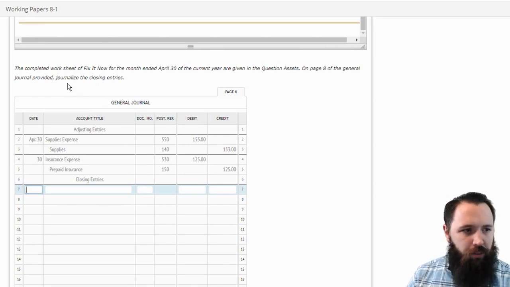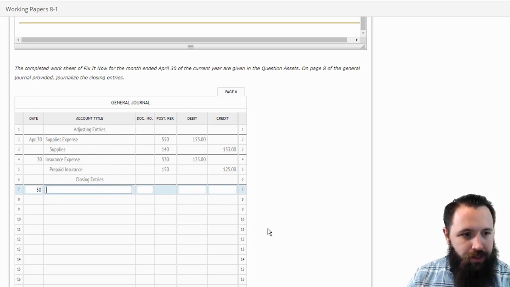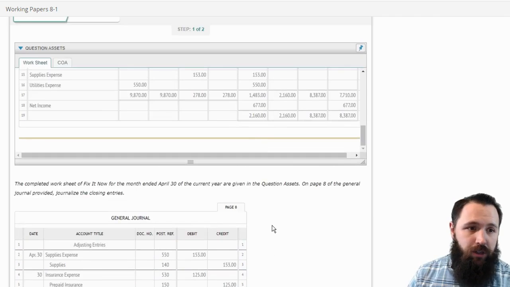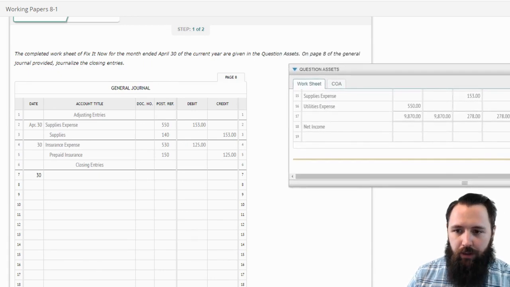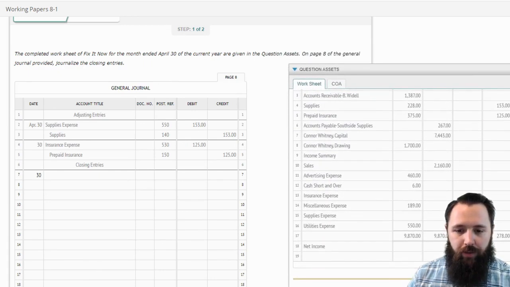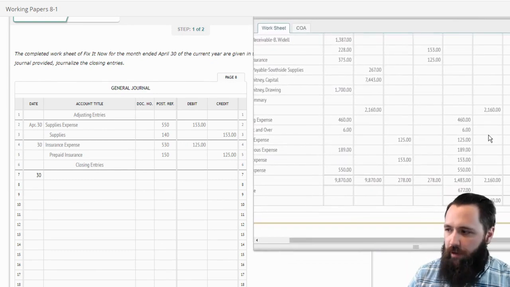But you can see here, it says the completed worksheet for Fix It Now for the month ended April 30th of the current year. And it's given in the question assets on page 8 of the general journal provided. Journalize the closing entries. So here, we're going to put in the 30th. We're going to start with the date. And our main goal is going to be to close out a couple different things here, right? Our revenues, our expenses, and use our income summary for that. And then eventually close out our income summary as well and our drawing.